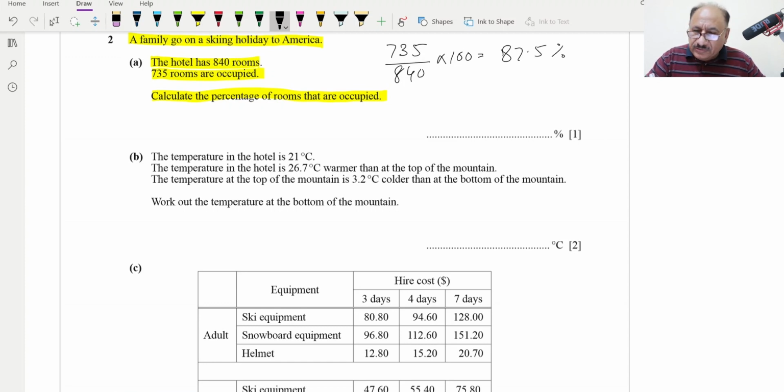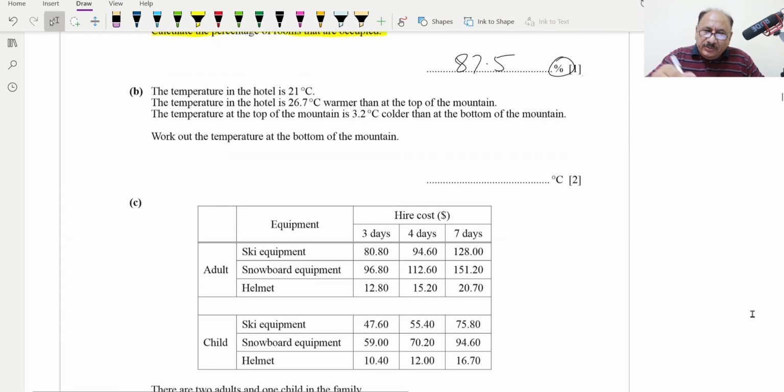87.5%, this is the occupancy rate, so 87.5%, the percentage symbol is already there. Now B part says the temperature in the hotel is 21 degrees Celsius.